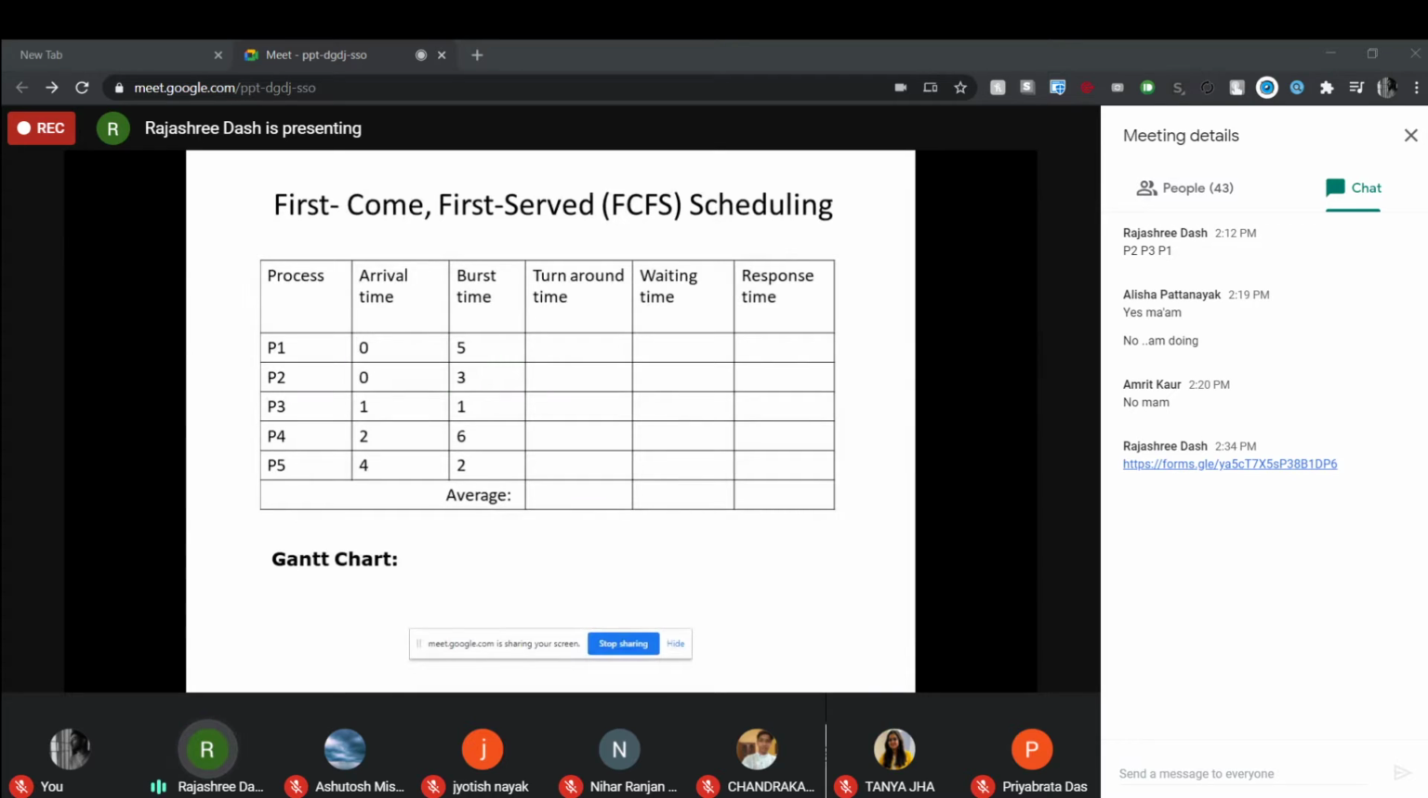Which process will be allocated to the CPU first? P1. Then P2, then P3, then P4, then P5. So let's draw the Gantt chart. Quickly, all of you also simultaneously draw it.